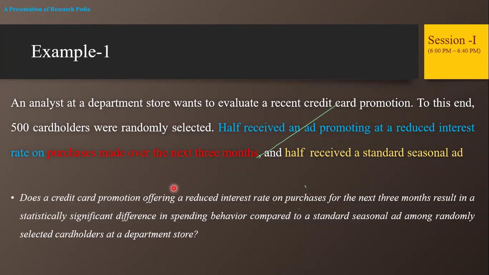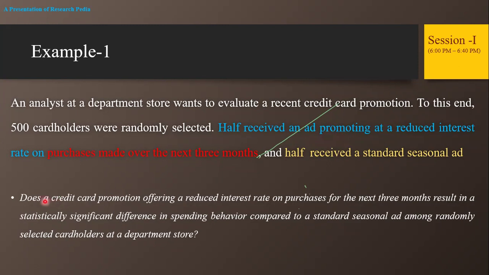So it means that we are dealing with two different groups. One group is receiving the standard ad promotion, and the second one is receiving the promotional ad. We look at how much they have spent over the last 3 months. So here are two categories and one continuous variable. The spending over the last 3 months is the continuous variable, while we are dealing with a categorical variable. The first category is related to the standard seasonal ad, and the second category is the people who received promotional ads.